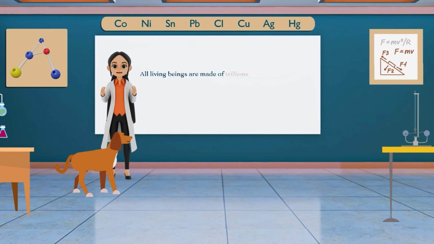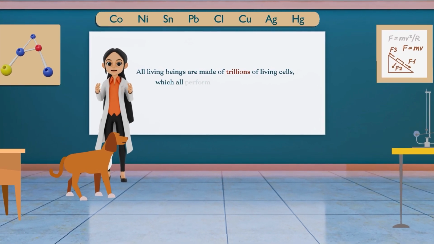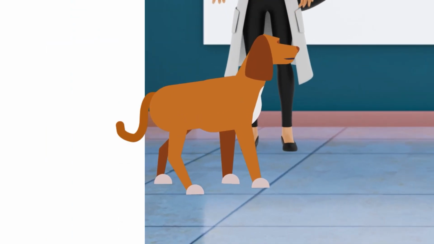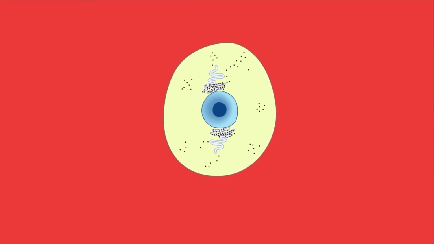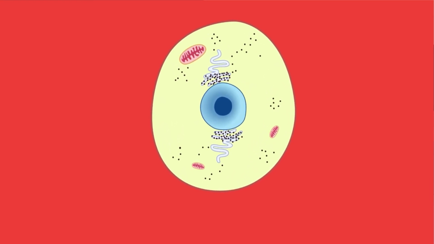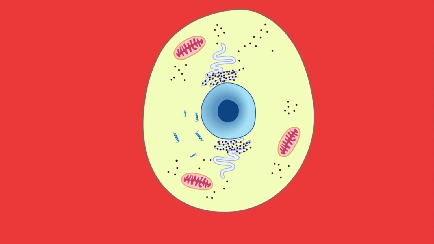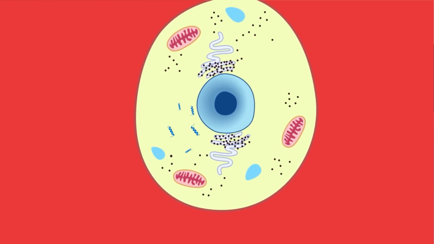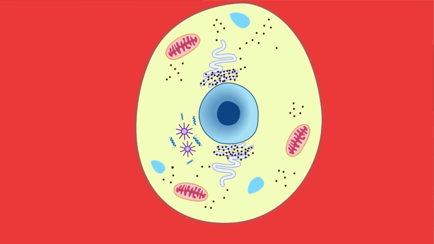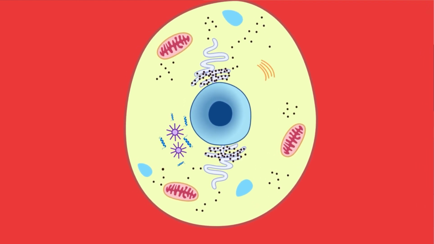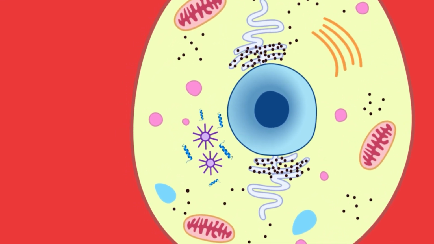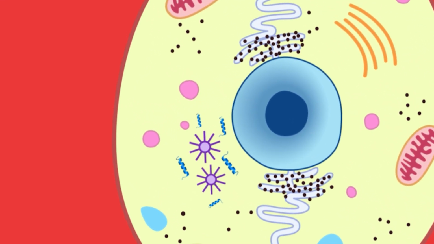All living beings are made of trillions of living cells, which all perform many different tasks. So let's have a closer look at the dog over there. We can see that its cells consist of a variety of different macromolecules such as amino acids, proteins, sugars and salts in a very narrow space surrounded by water. Diffusion within the cell can strongly influence the reactions between these macromolecules and thus the functionality of the cell itself. Understanding the dynamics of these crowded environments is therefore of utmost importance.